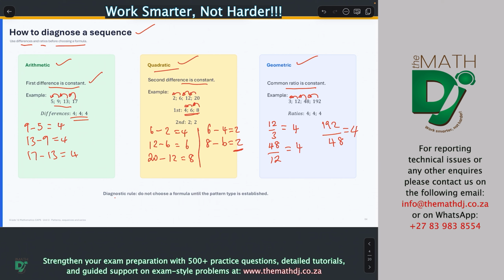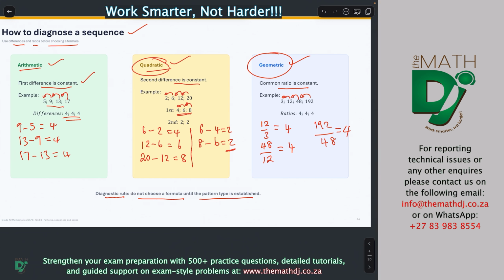By the end of this, you should know the diagnostic rule: do not choose a formula until the pattern type is established. You have to know whether it is arithmetic, quadratic, or geometric. So you don't run into calculation without first identifying the pattern. You use the diagnosis to do that.